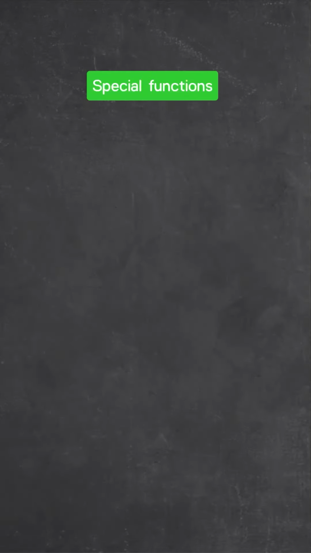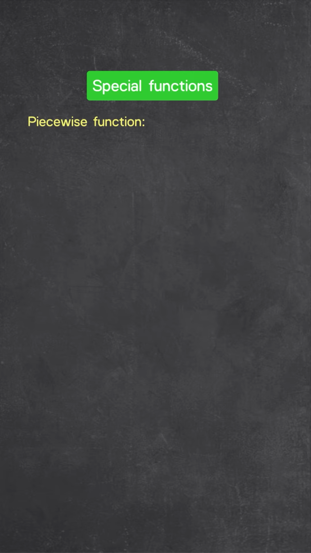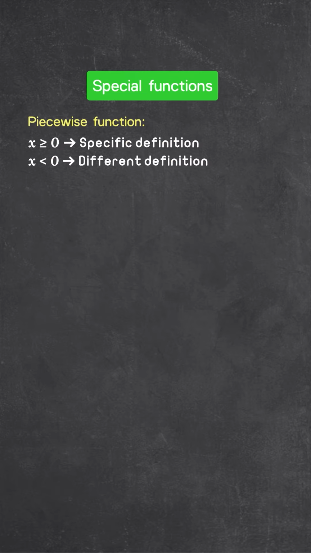In this lesson, we're going to learn about three special functions. First, we have the piecewise function. This means its definition varies according to the interval, and its definition might be different if x is greater than 0 versus if x is less than 0. Or it might have a special definition in the interval from 1 to 5 that differs from its definition from 5 to 10, for example.